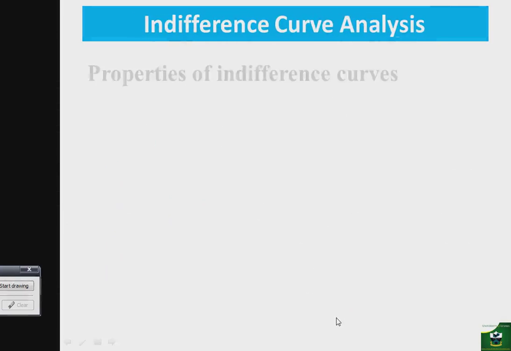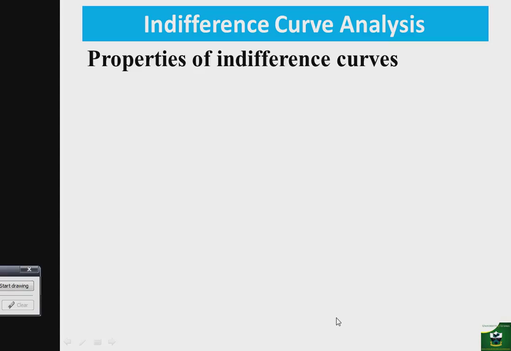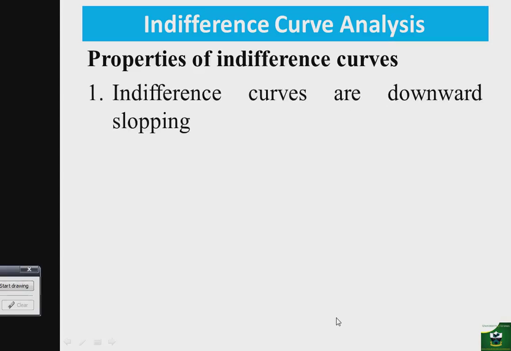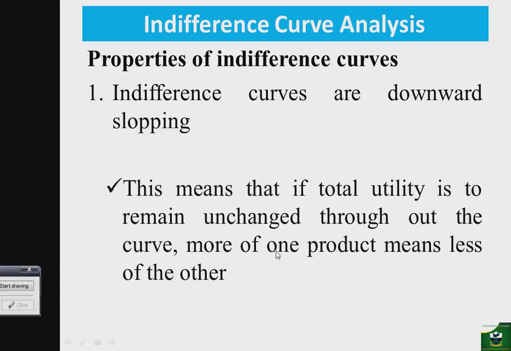So let's look at some properties of indifference curves. Number one is that indifference curves are downward sloping, meaning that they move from top going down. And here, this means that if total utility is to remain unchanged throughout the curve, then more of one product means less of the other.